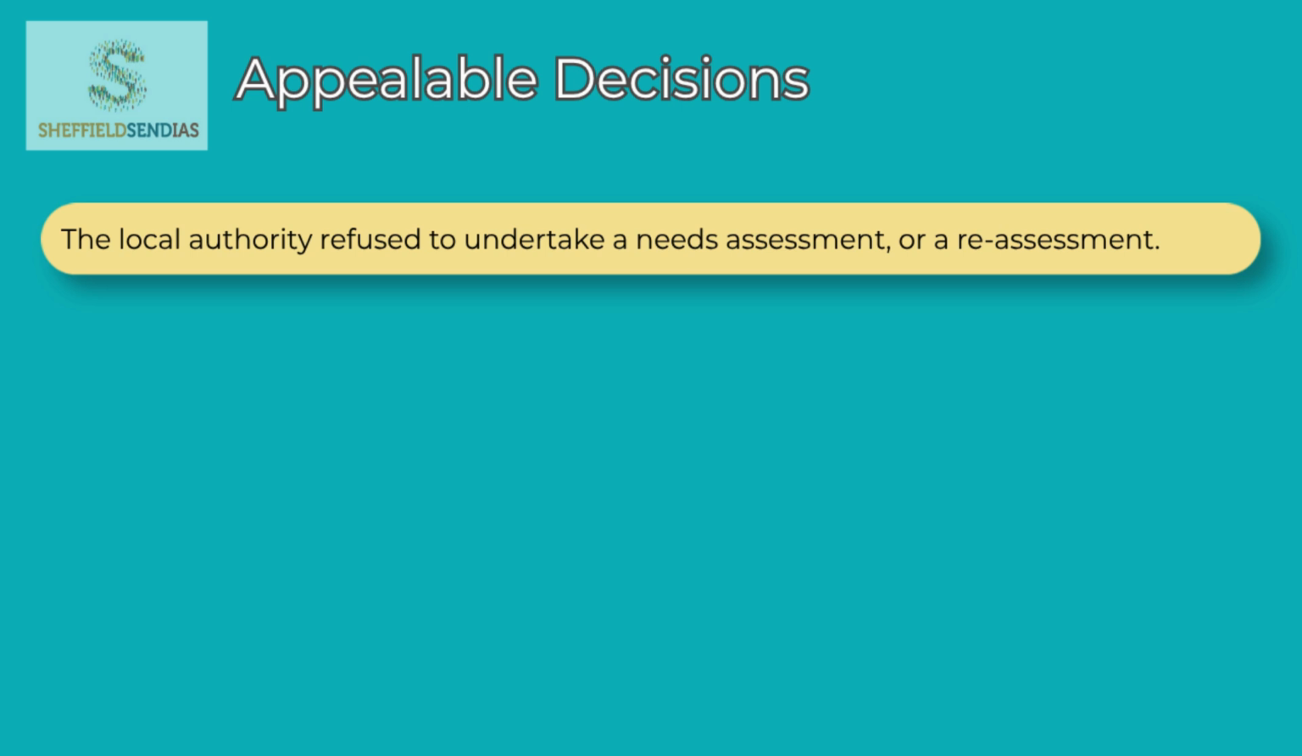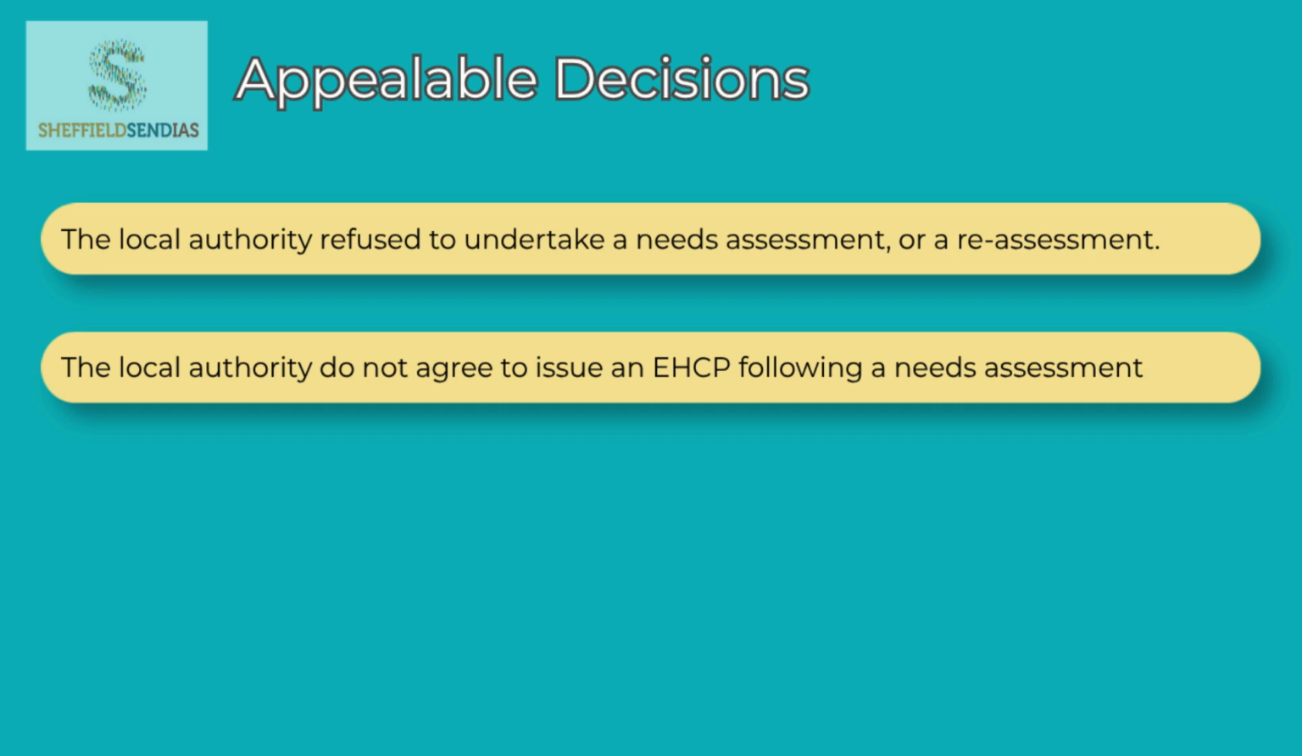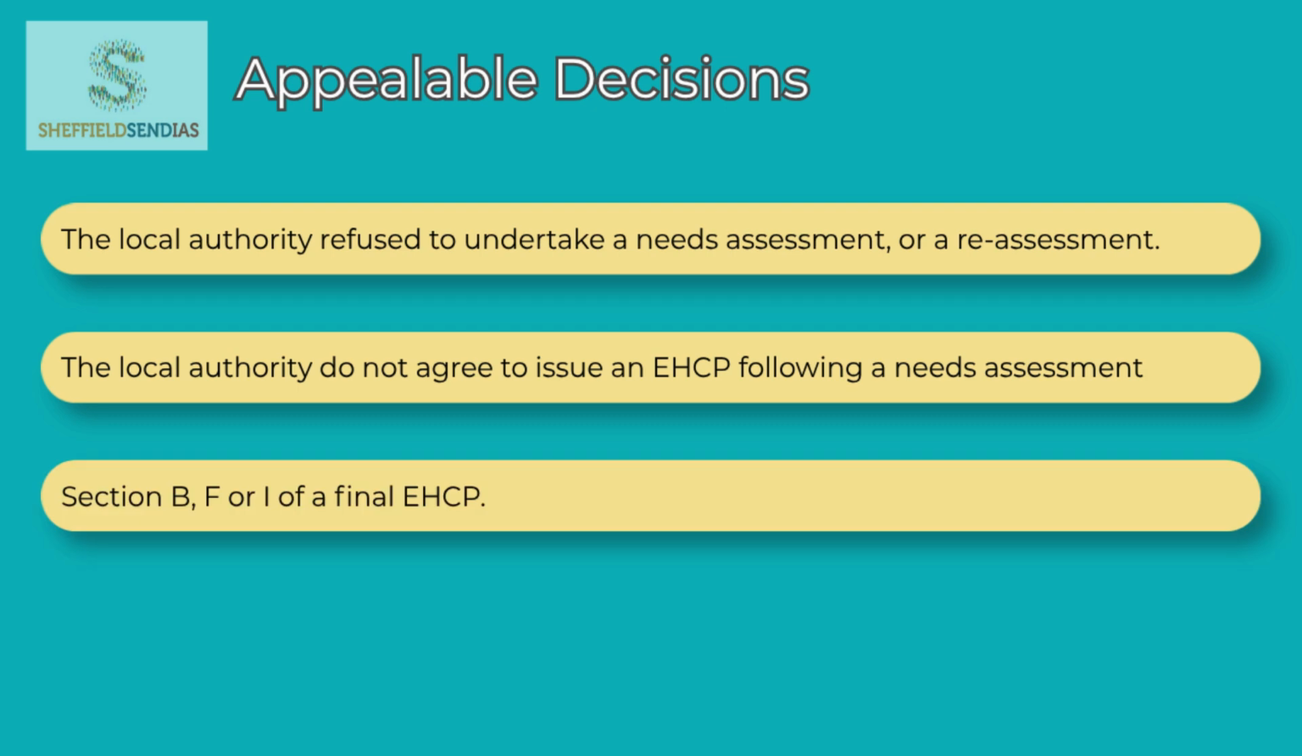There are 4 decisions that the local authority makes that come with rights of appeal. These are: the local authority refuses to undertake a needs assessment or a reassessment. The local authority do not agree to issue an EHCP following a needs assessment. Section B, Section F or Section I of a final EHCP.